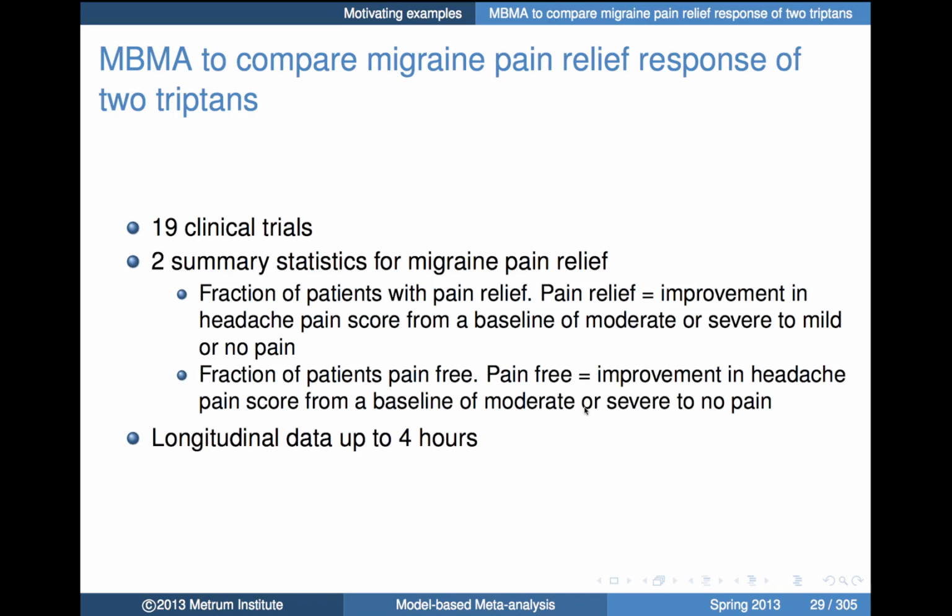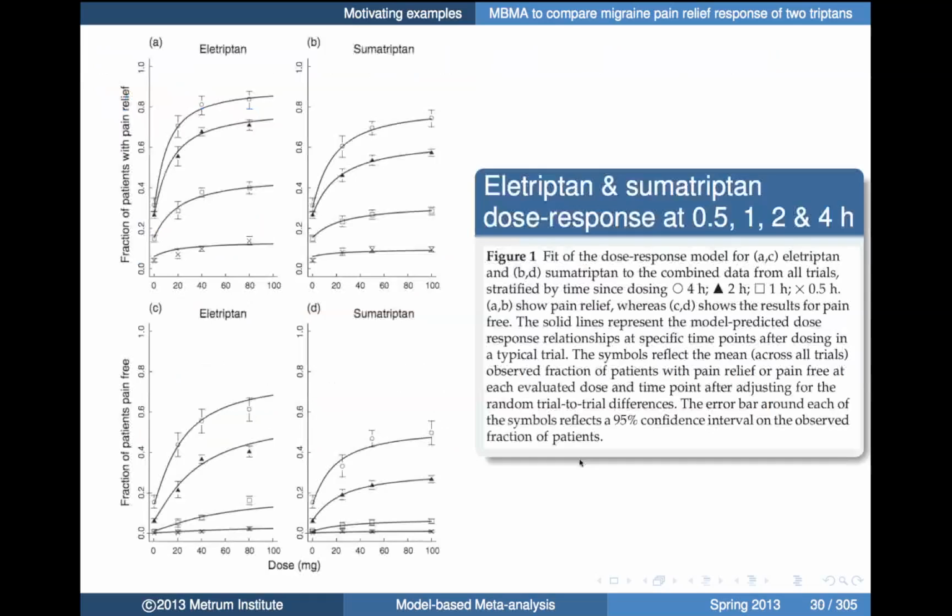So those were the two metrics, and you can see they are both binary metrics now, so they can report either the fraction or number of patients with pain relief or who are pain-free. They had longitudinal data up to 4 hours. Here's a depiction of this. On top is the fraction of patients with pain relief versus the elatriptan or sumatriptan dose, and on the bottom is the fraction of patients who are pain-free, again for elatriptan and sumatriptan.